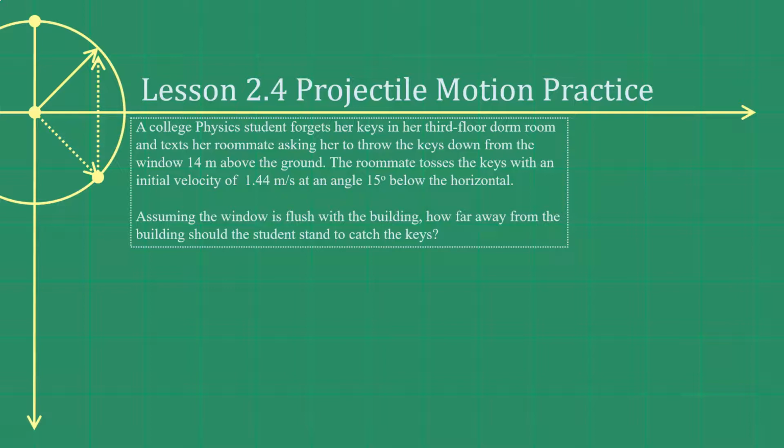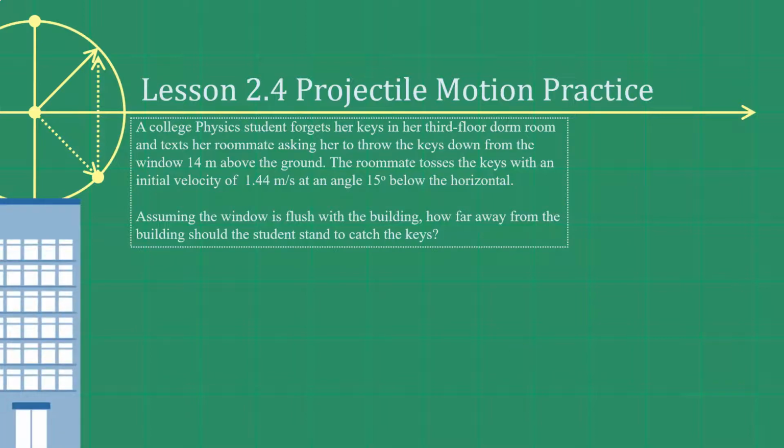Now, this seems like a horizontally launched problem, except it's not horizontal. The roommate is throwing them downward at an angle. And even if something is thrown downward, it has initial x and y components that we're going to have to deal with. So let's take a look at the setup for this. Here's the dorm. Here's our student. And here's the path that the keys are going to follow toward the ground. Notice that the keys actually start not at the maximum of a parabola, but beyond the maximum of a parabola.